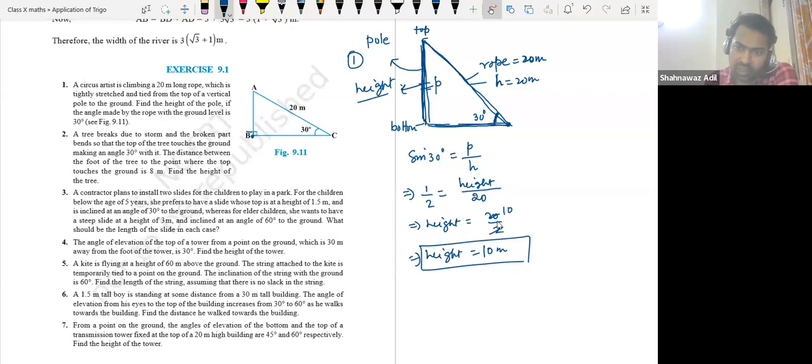See, the perpendicular is the height, right? Did they give any value of height in the question? They're asking to find the height. So we know the value of the hypotenuse, which is 20, so the length of 20 is divided by 2.